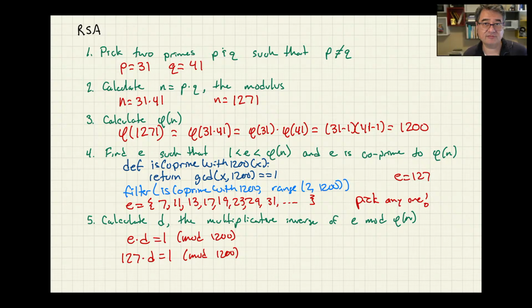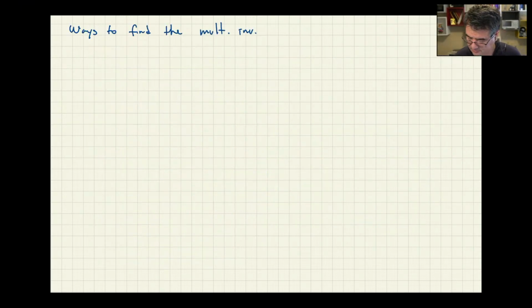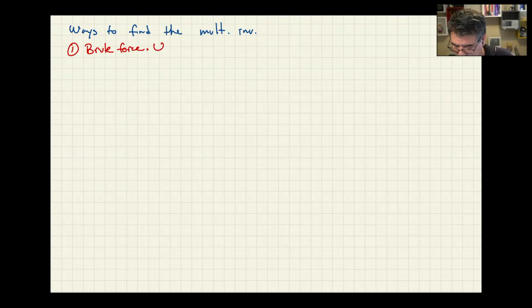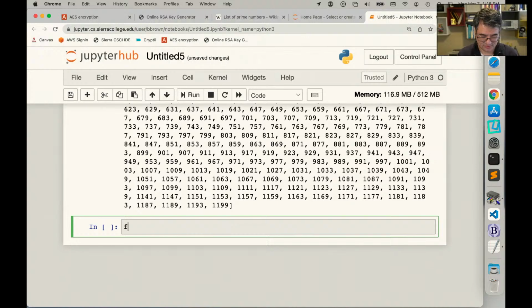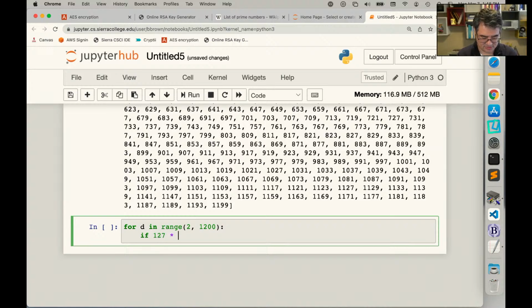And we have 3 ways that we can use to find the multiplicative inverse. So let's go over those 3 ways. One way is brute force. Just use a loop. Go from 2 up to 1200, try all the numbers and see which one, when multiplied by 127, gives us 1. Let's go ahead and do that. So we'll go for D in range 2, 1200. If 127 times D mod 1200 is equal to 1, just print it out.